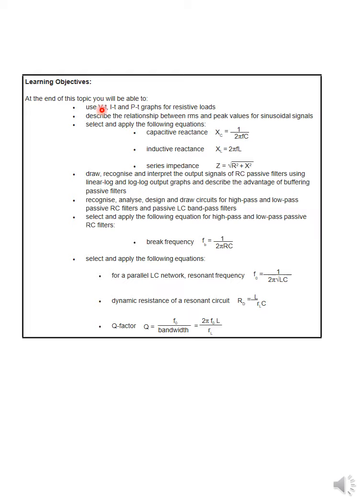By the end of this chapter, you will be able to do the plot between voltage and time, current and time, power and time for resistive loads. Describe the relation between RMS and peak values, which we already covered in the resonance chapter. These equations are already covered in the resonance chapter. You will be able to design and plot the graphs of your RC passive filters.